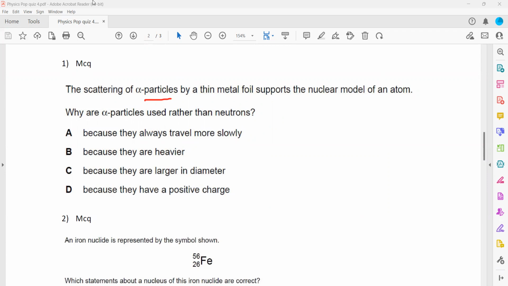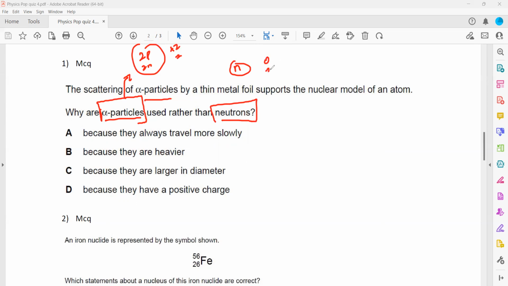So why are alpha particles used rather than neutrons? Like why did we not use neutrons, why do we use alpha particles? Basically, we have to distinguish between an alpha particle and a neutron. So what is an alpha particle? An alpha particle is two protons and two neutrons, and this is only a neutron. An alpha particle is charged, with a plus two relative charge, and a neutron does not have any charge.